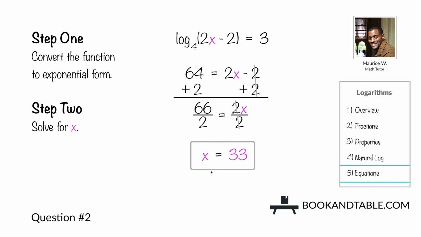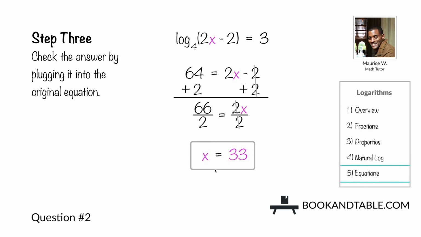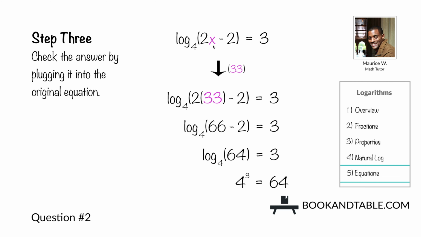And now that we've solved for x, step 3, we want to check the answer by plugging it into the original equation for x here. When we do so, our argument becomes 2 times 33, which is 66, and 66 minus 2 is 64, giving us the statement log base 4 of 64 is equal to 3.